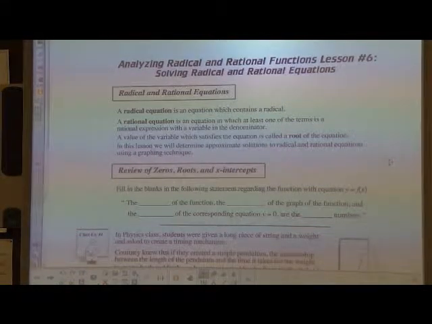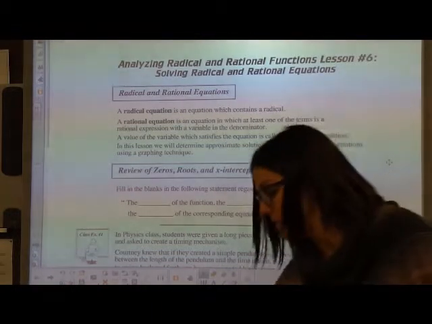Lesson 6 looks at solving radical and rational equations. So we've spent time in this chapter learning how to graph them, learning how to identify non-permissible values. And what we're going to do now is actually look at solving these types of equations.